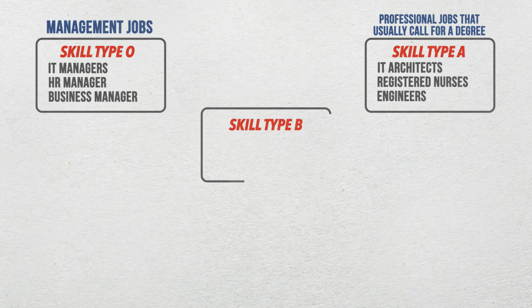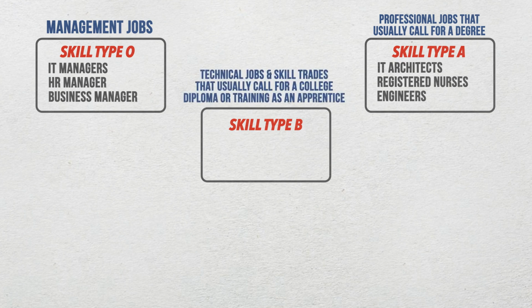NOC B skill types are for persons who are skilled in certain types of trades and who have a college diploma and certain kinds of apprenticeship training. Those types of jobs usually fit under a NOC B skill type. And so you'd find job types such as butchers and cooks and bakers falling under NOC B.